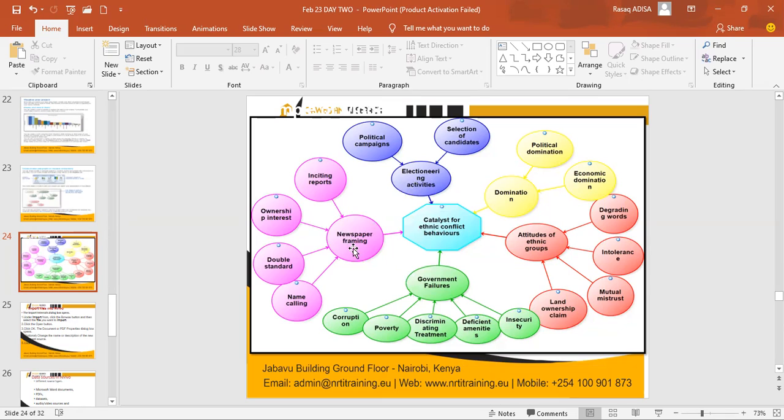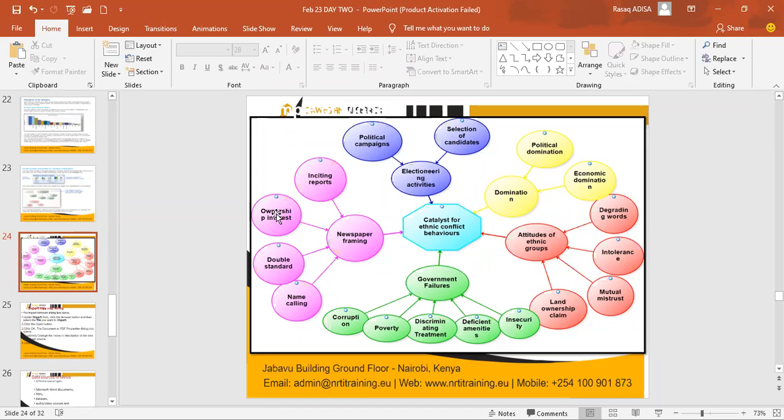So look at the pink again, newspaper framing. You can see how newspapers causing ethnic conflict were identified through decoding. In coding, one identifies inciting reports. When reports incite, it leads to conflict. We remember what happened in Rwanda in the early 90s, where genocide happened as a result of the role media played in inciting one ethnic group, the Tutsi and Hutus, how media incited crisis.